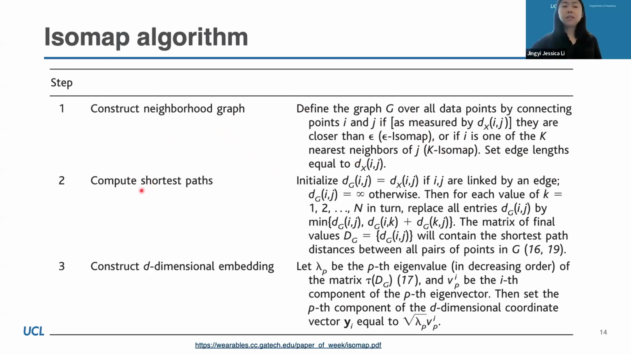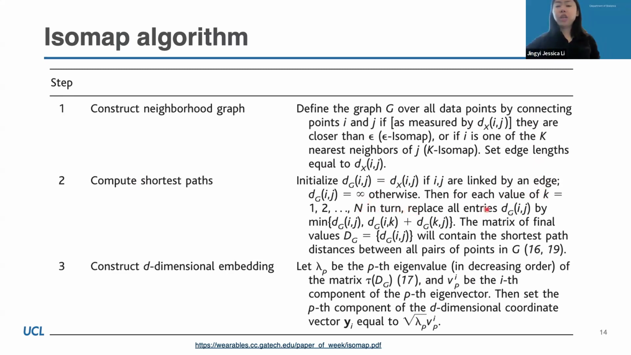Given this graph, the second step is to compute shortest paths. Initialize dG(i,j) to be dX(i,j) if i and j are linked by an edge, if they are connected in the graph. Otherwise, set dG(i,j) to infinity. If they're not connected, there's no way to know how close they should be, but we will update this. Then for each value of k from 1 to N: please note that this k is just an index that goes through our data points. It's not related to the k nearest neighbors. N is the number of data points.